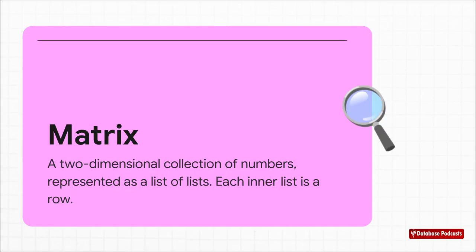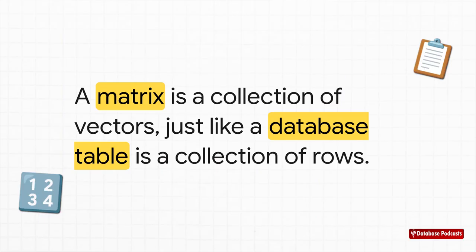It's actually super simple. If a vector is just a list of numbers for one row, a matrix is just a list of those vectors. You just stack them all up. It's the perfect mathematical stand-in for an entire table of data. And that's the key takeaway right there. A matrix is to vectors what a database table is to rows. Boom. We've just translated our entire table into this new mathematical language.